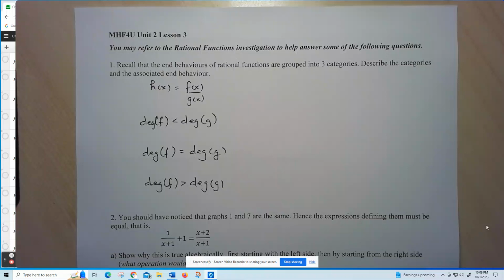Hi folks, so we're going to continue our work on Unit 2, Lesson 3. So let's start by recapping what we saw last time.